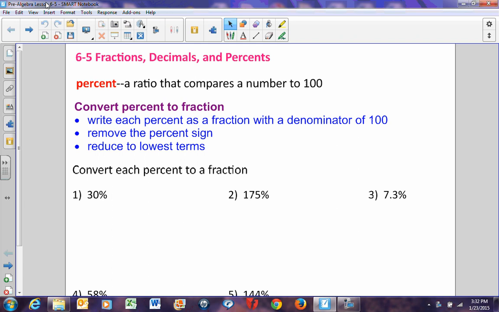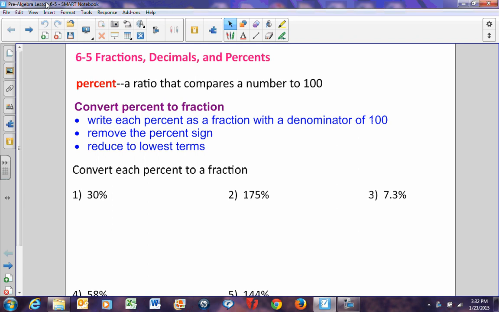This is pre-algebra lesson 6-5. Fractions, decimals, and percents. A percent is a ratio that compares a number to 100. Most of you are very familiar with percents because you use percents all the time when you talk about your grades. If I said you had an 18 out of 52, most of you would know that's probably not a very good grade, but very few of you would probably know that that's actually only a 35%.